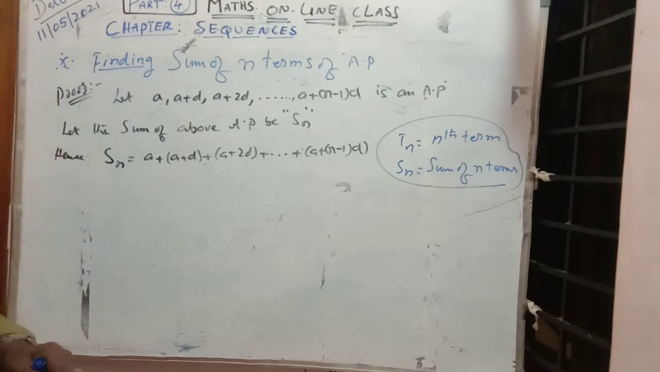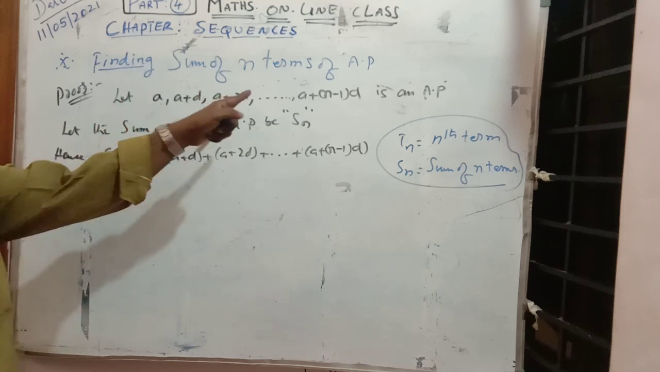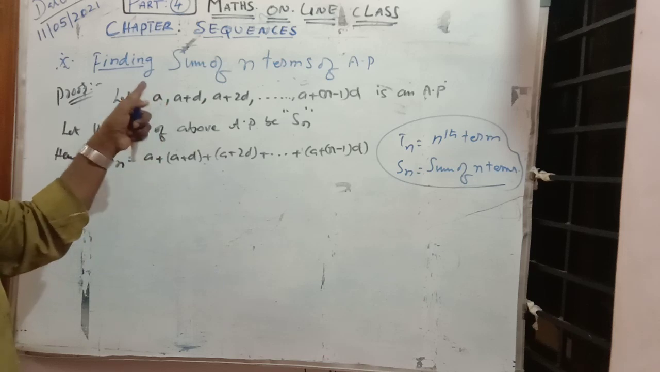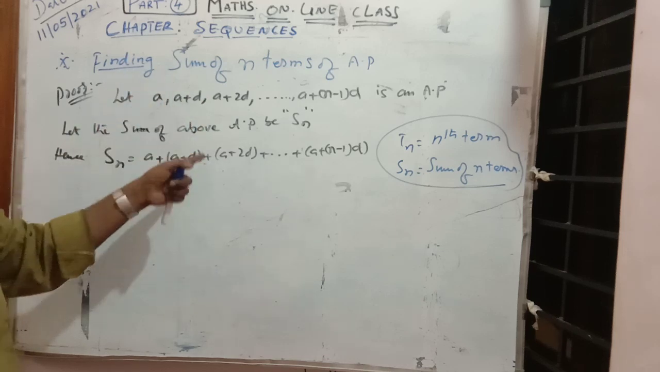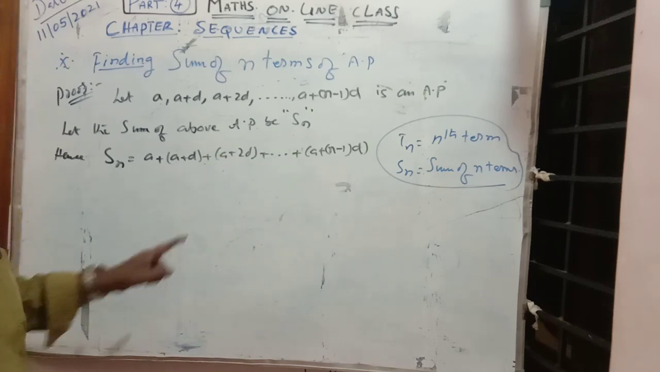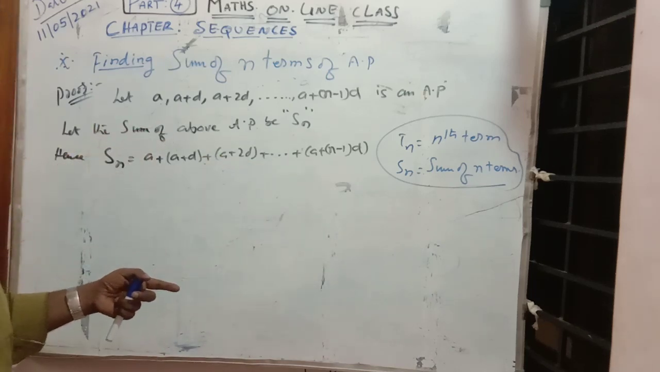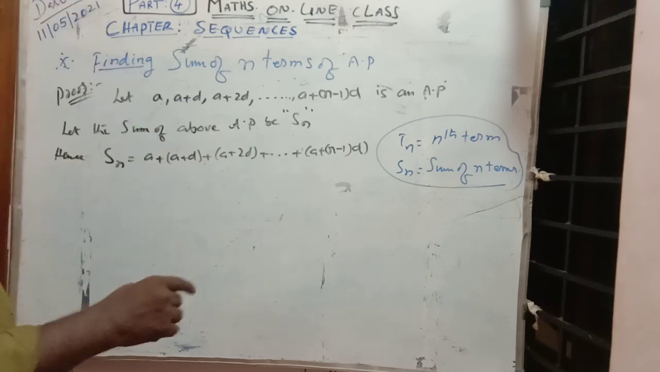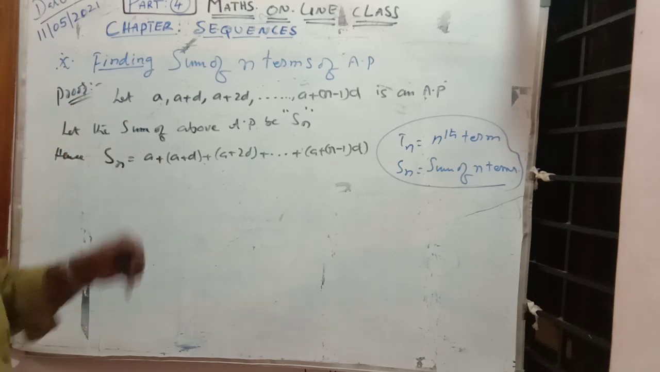See, this concept is a different one. We are finding the sum of n terms of an arithmetic progression. A set of n numbers are there, but we have to find their sum. First term plus second term plus third term, like that. We have to write all the n terms and add them. The nth term is a different one. If you take all the terms and add them, that is Sn.